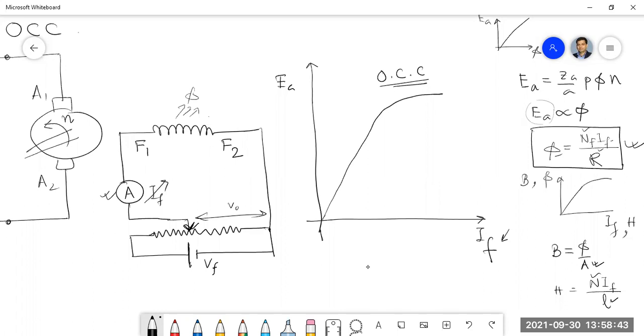So I will discuss up to this for today. The OCC curve and other things we'll discuss in detail in the next class. So if you have any question, you can ask me now.